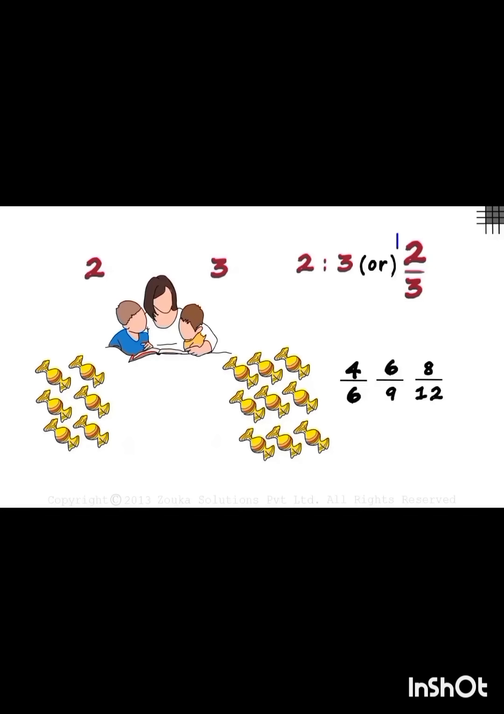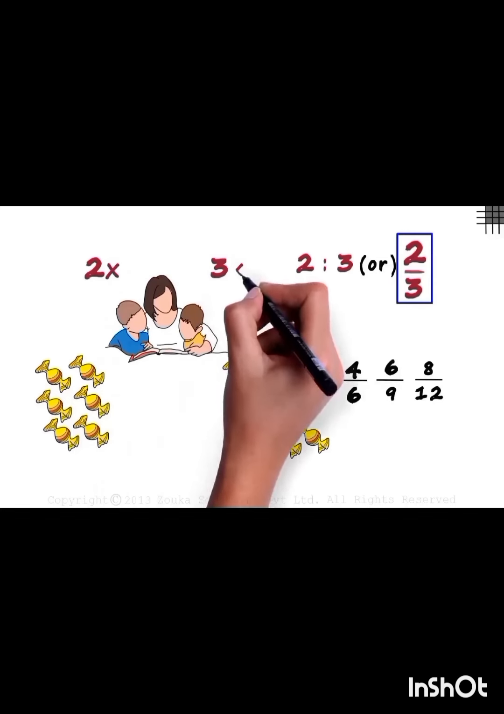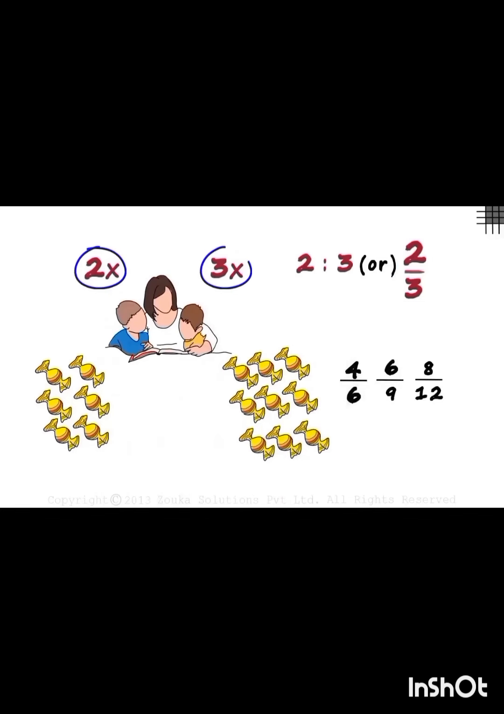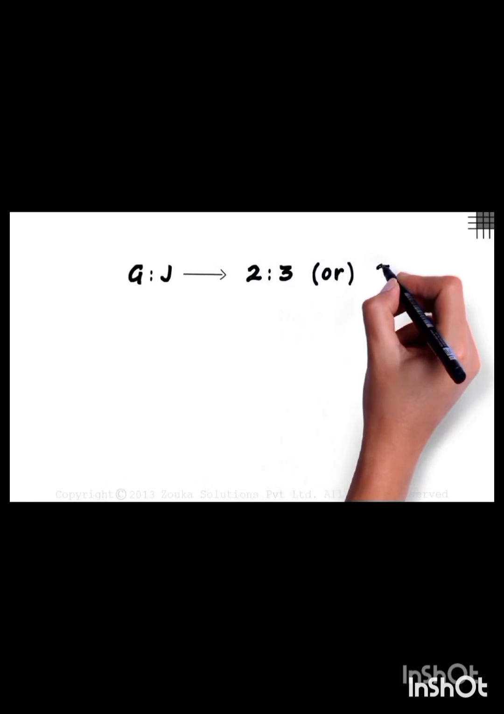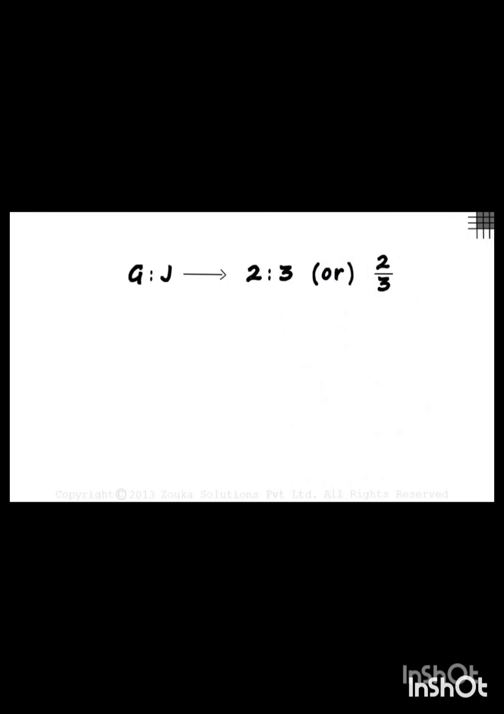They think the ratio of 2 by 3 means Gav has just two chocolates and Jay has just 3 chocolates. If the ratio is 2 by 3, then the quantities will be 2x and 3x, where 2x and 3x are the multiples of 2 and 3. So the ratio is basically the number of chocolates Gav received to the number of chocolates Jay received, that is 2 ratio 3. That can also be written as 2 over 3.